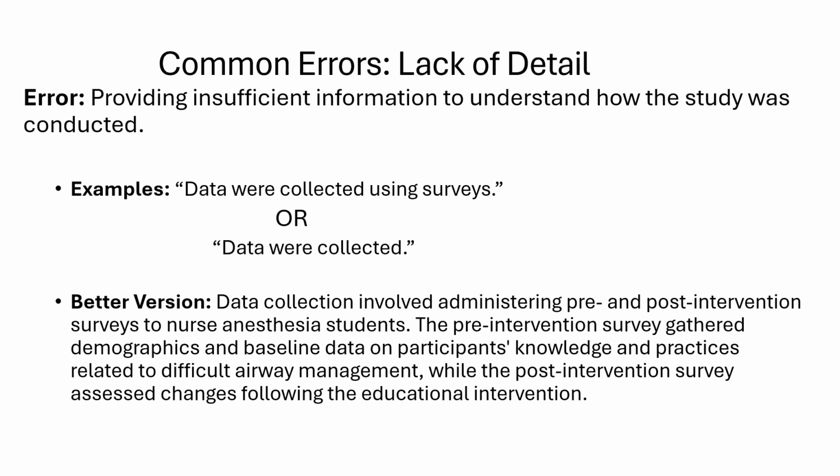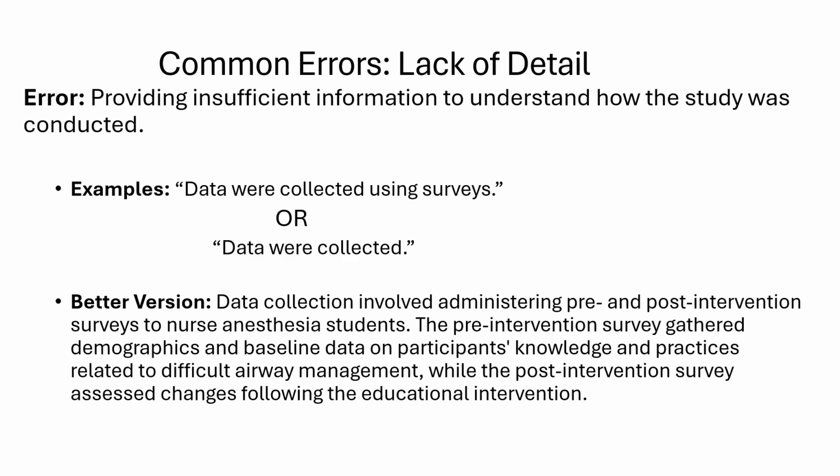So on this particular one, I'll let you read through the better version where it has the longer, better description. One of the most common mistakes in filling out this grant application is giving very little information to understand how the study was actually done. For example, there's a huge difference between saying data were collected using surveys. If that's all you say, it's very vague, and there's no idea what you actually did.